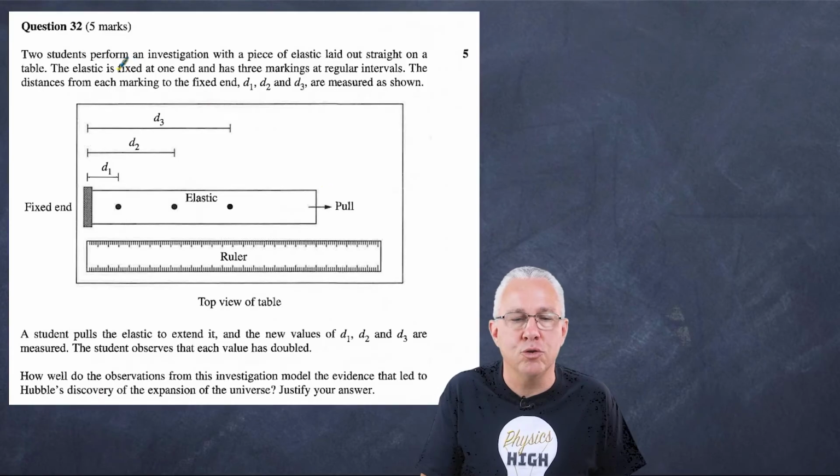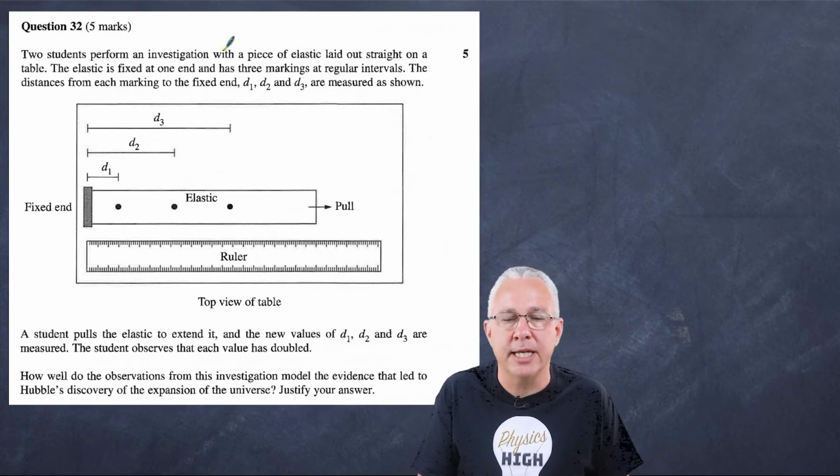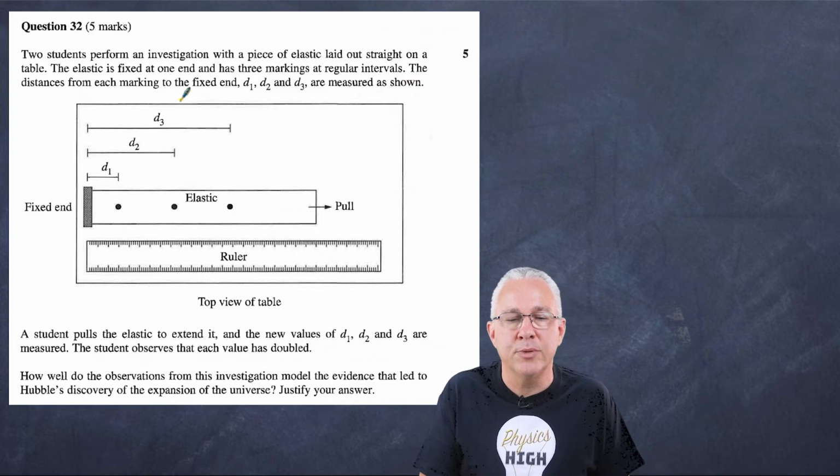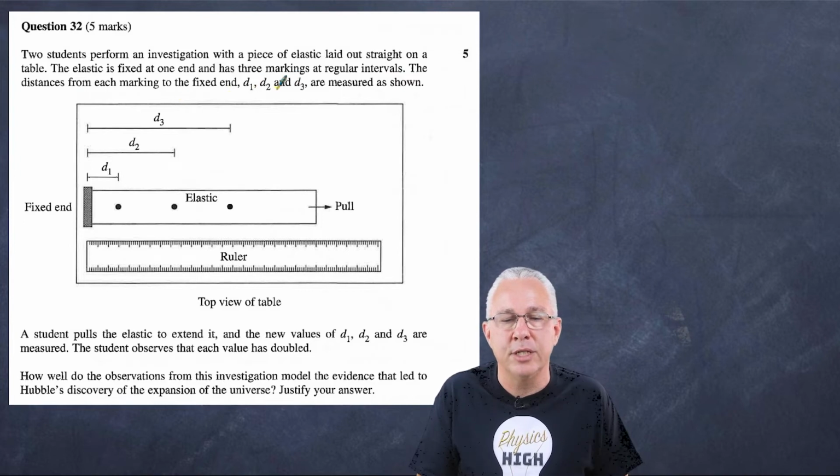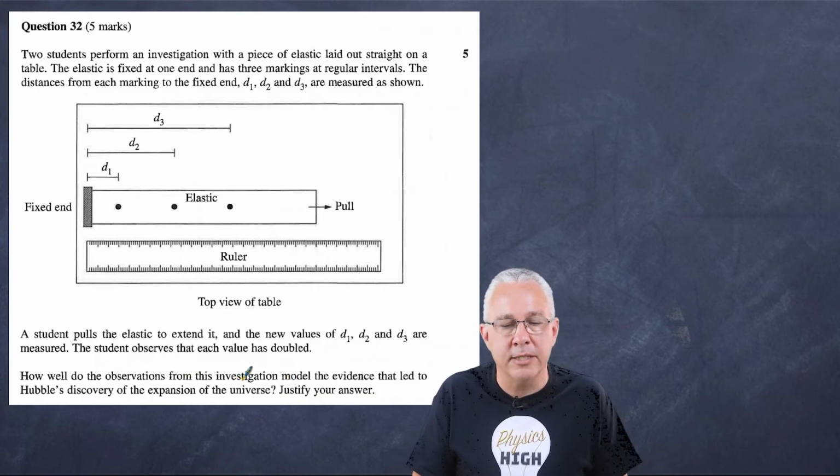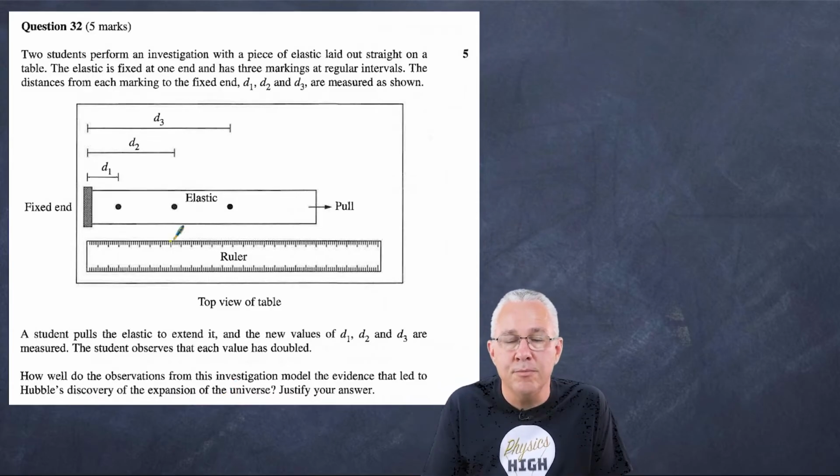Question number 32. Two students perform an investigation with a piece of elastic laid out straight on a table. The elastic is fixed at one end and has 3 markings at regular intervals. The distance between each marking is fixed, D1, D2, and D3. One pulls the elastic and new values of D1 and D2 are recorded and they are all doubled. How well do these observations from the investigation model the evidence that led to Hubble's discovery of the expansion of the universe? In terms of our model, it's actually a pretty good model.